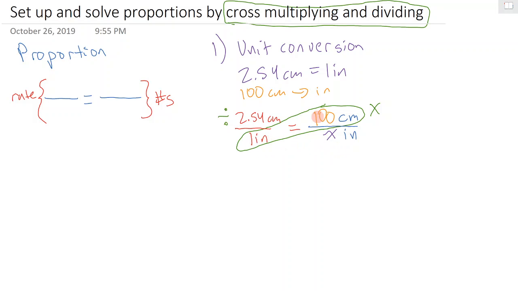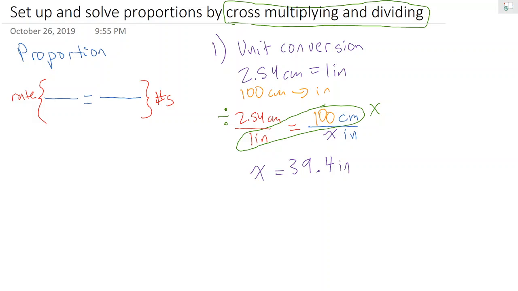So on our calculator, 100, well, times 1 doesn't really matter, but it's 100 times 1 divided by 2.54, and we get x is 39.3700 and so on. Let's say 39.4 inches, rounded to the nearest tenth.